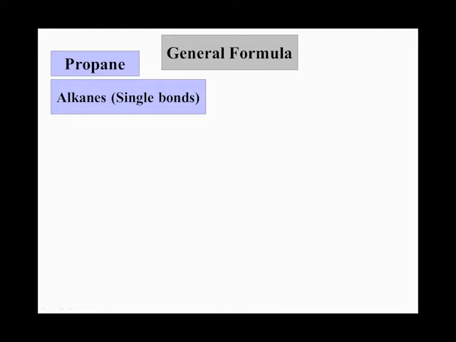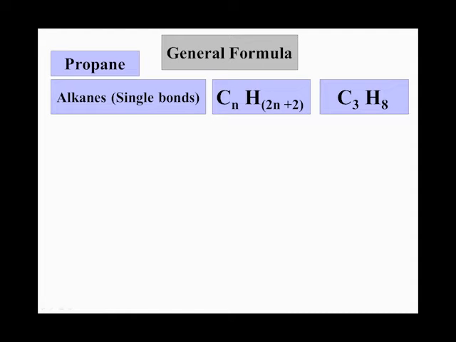General formulas. Propane. Propane is identified by its ending as an alkane, and all alkanes have the generalized formula CnH2n plus 2, which would give us a formula for propane as C3H8. N stands for the number of carbons, and of course then the number of hydrogens is related to that by the 2n plus 2.